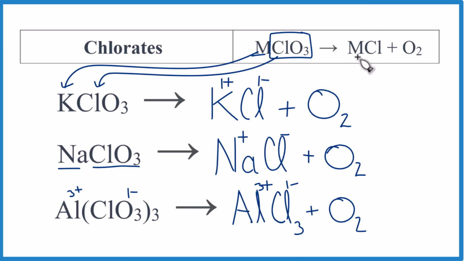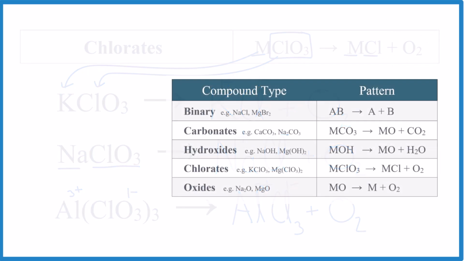So that's how you figure out the products for the decomposition of chlorates. It follows this pattern where we have our metal with the chlorate ion, we have our metal with just chlorine, and then we end up with oxygen gas. So now you're done here.